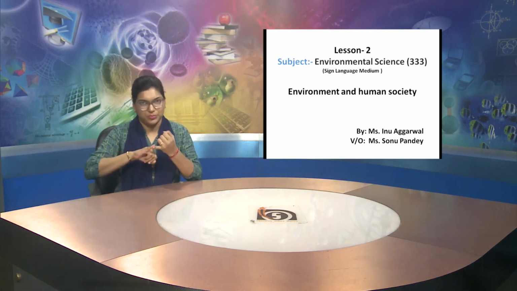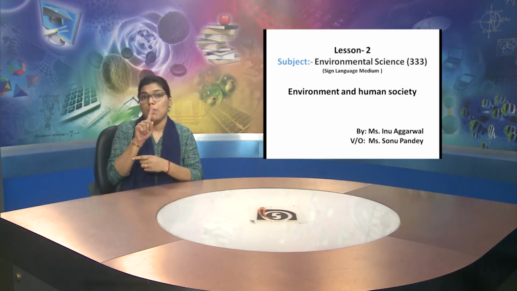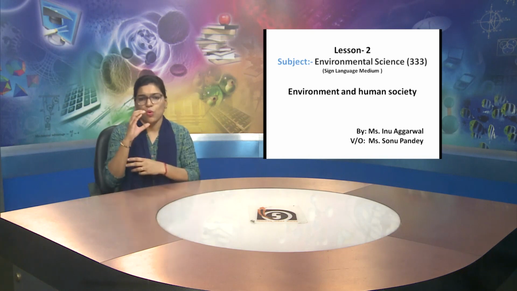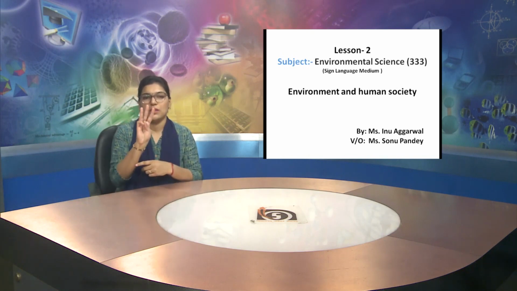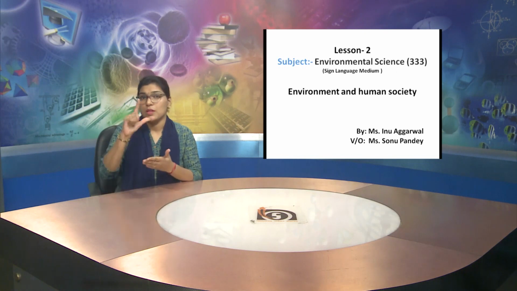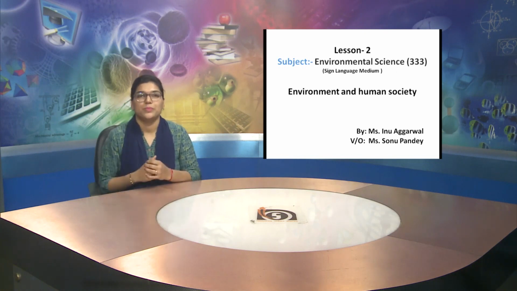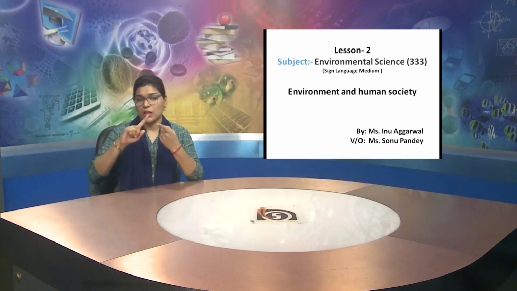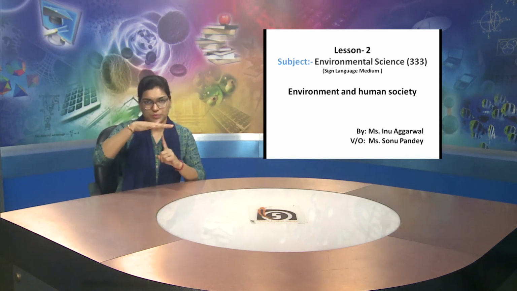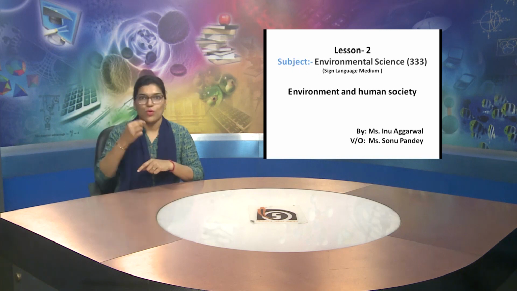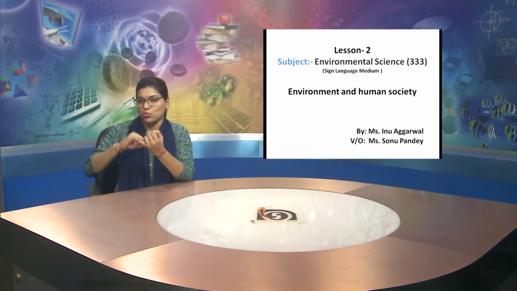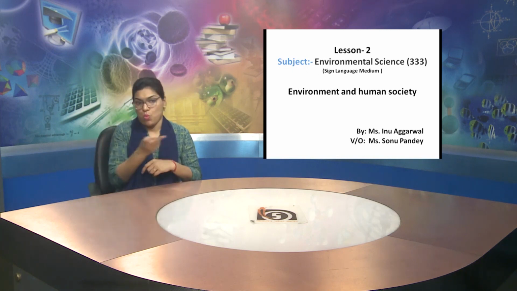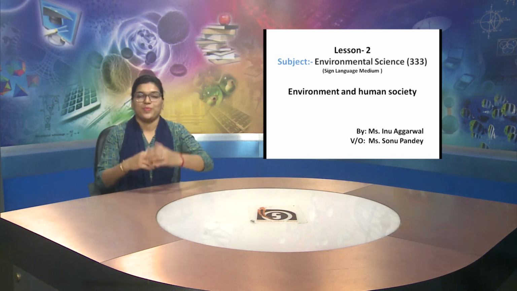Today we are going to do the subject EVS. This is for senior secondary level and the code number for this subject is 333. Today we are going to do lesson number 2. The lesson name, as you can see on the screen, is environmental science. The lesson name is environment and human society.